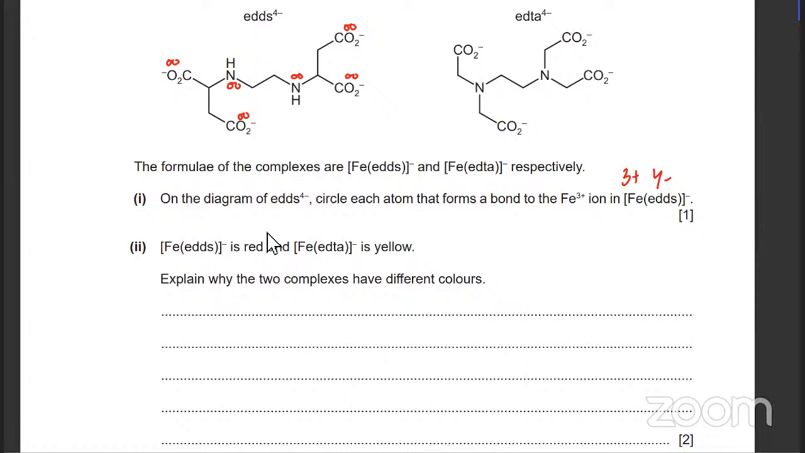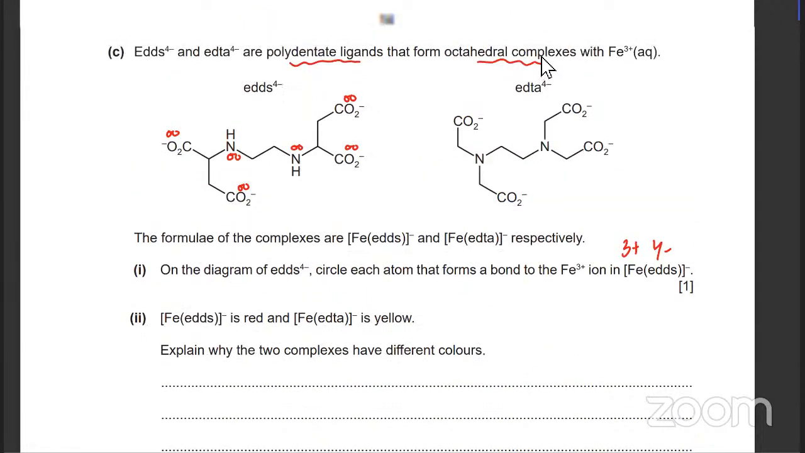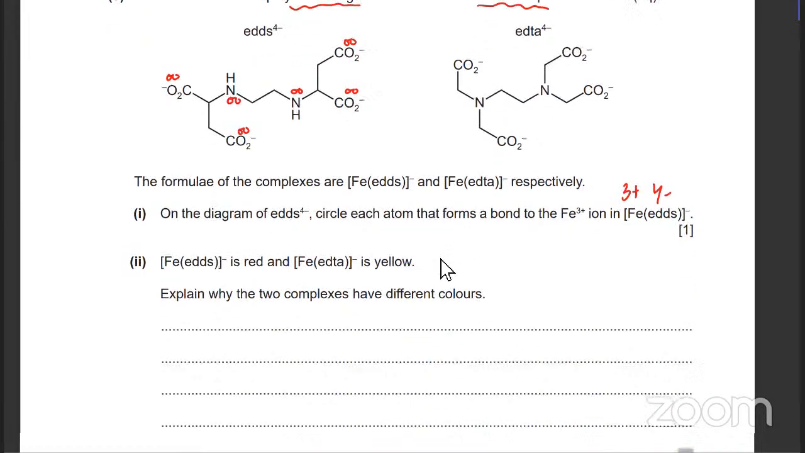The other part is the one is red and the other one is yellow. Explain why the 2 complexes have different colors. So the 2 complexes are different, I think. It's got a bigger carbon chain. That's probably the only difference. Over here, there's 2 carbons. Over here, the carbons are kind of similar, but the structure is different. Sorry, the position of the N is different. So the molecules are different. So the question is, why do complexes have different colors? Because the ligands are different.